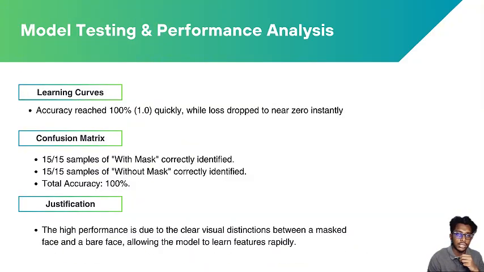Now let's see about model testing and performance analysis. Learning curves: accuracy reached 100% quickly while loss dropped to near zero instantly. Our confusion matrix: 15 by 15 samples of with mask correctly identified, 15 by 15 samples of without mask correctly identified, total accuracy is 100%. And the justification: the high performance is due to clear visual distinctions between a mask face and a bare face, allowing the model to learn features rapidly. That's all from me, thank you.